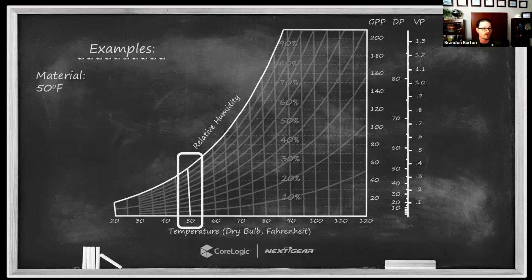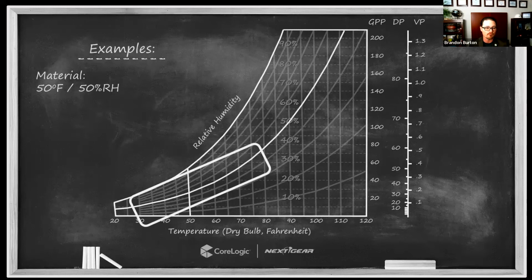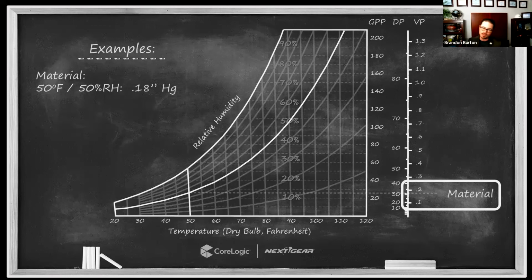So let's say that our hygrometer, once it acclimated, got a temperature of 50 degrees and a relative humidity of approximately 50%. So 50 degrees, 50% relative humidity. Where those 2 lines cross on a psychometric chart, we go straight across horizontally, and all the way on the right-hand side, we get these psychometric values that we're going to use to analyze whether or not we have an appropriate humidity and temperature. Notice here that we have a vapor pressure of 0.18 inches of mercury.